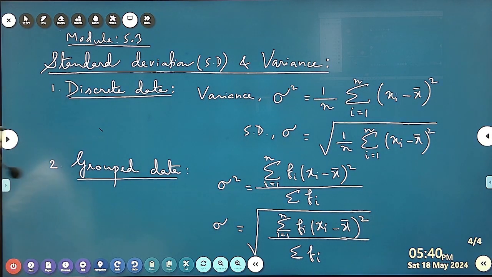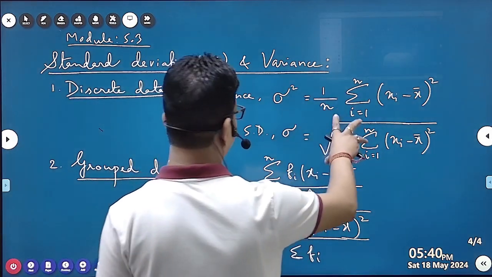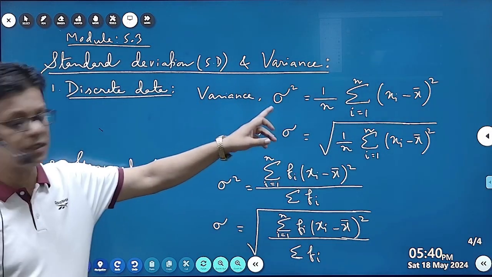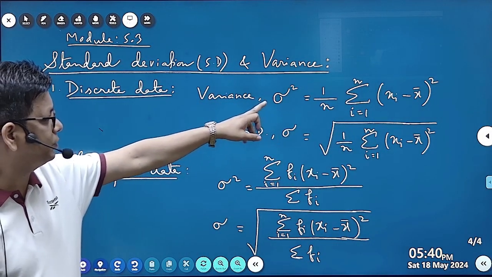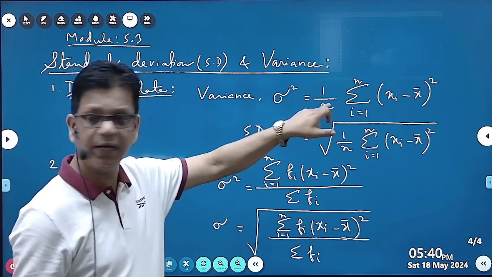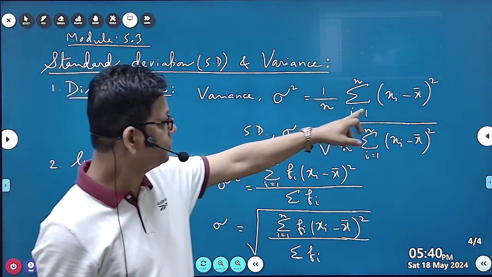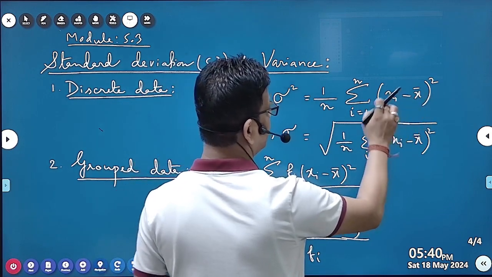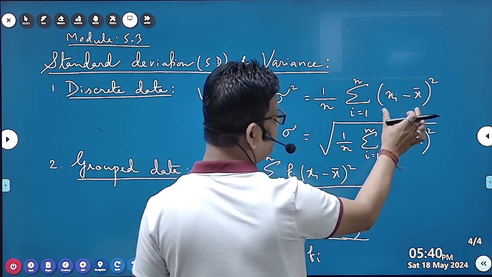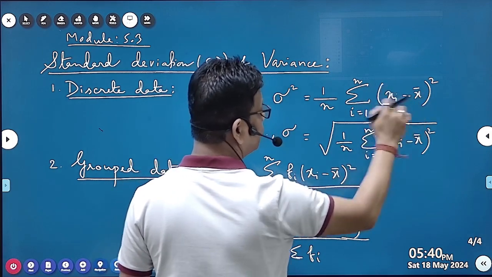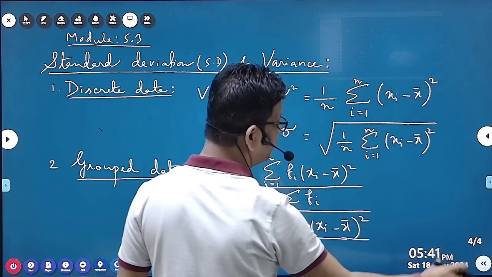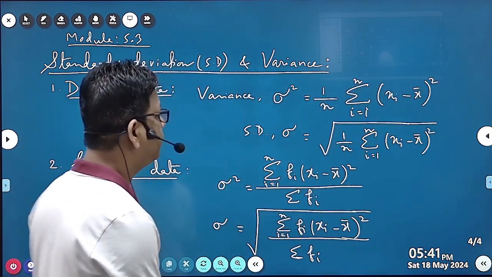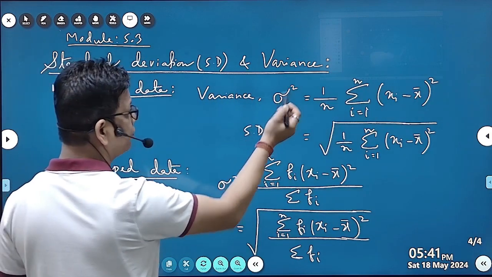As I said before, whatever the formula, it defines actually what to find out and how to find out. So let's start. It's variance, sigma square, is 1 by n, where n is the total number of observations, times the summation of xi minus x bar. This x bar here is the mean. Then we need to find xi minus x bar whole square, and whatever answers we get in that column, the totaling must be done. Now, standard deviation is the square root of variance.